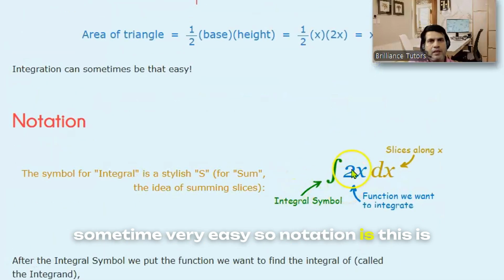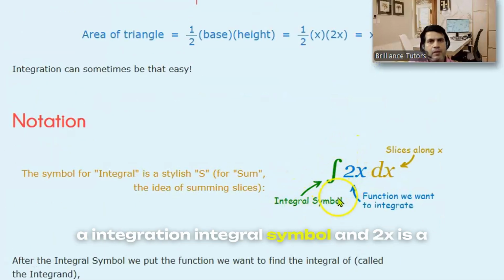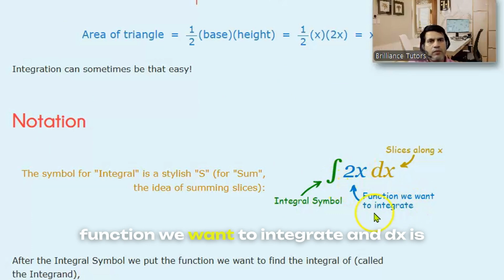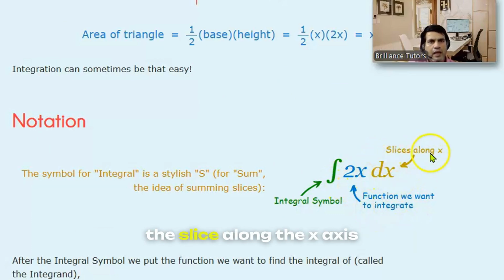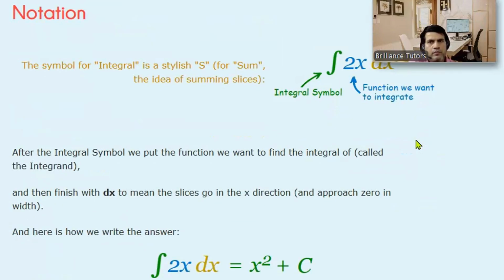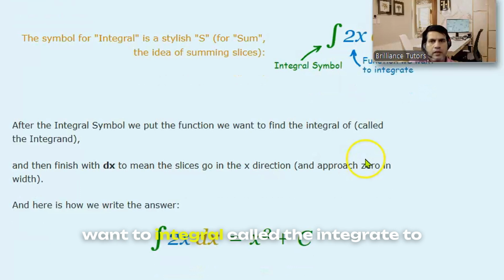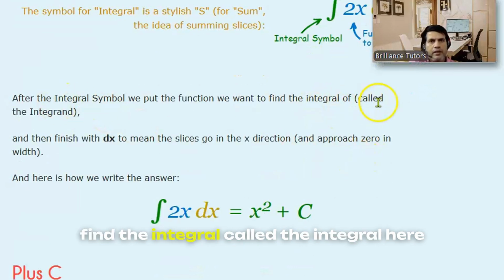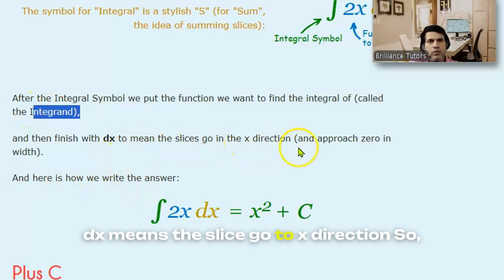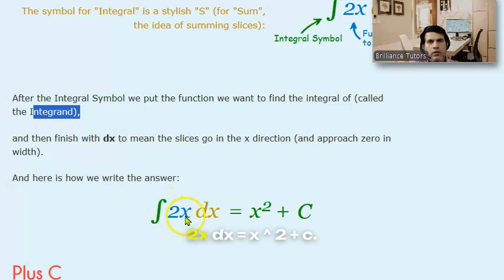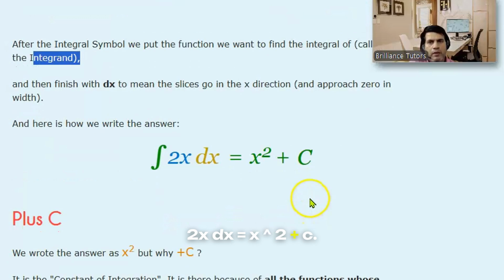Now the notation. This is the integral symbol, and 2x is the function we want to integrate, and dx is the slice along the x-axis. After the integral symbol we put the function we want to integrate, called the integrand. Here dx means the slice goes in the x direction. So the integral of 2x dx equals x square plus c.